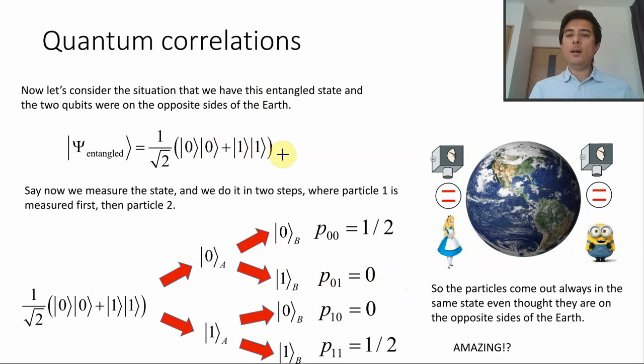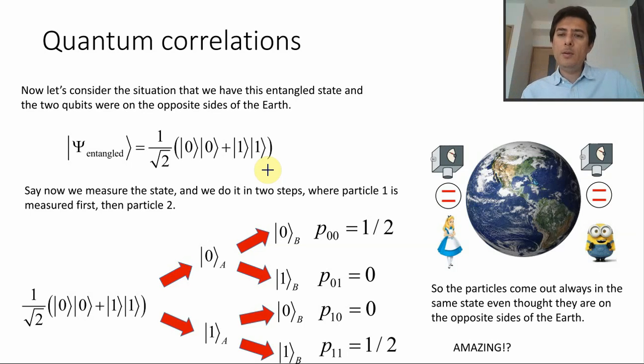So these are correlated. Whenever Alice gets 0, Bob will get 0, and whenever Alice gets 1, Bob will also get 1. This can happen regardless of the distance between them; as I said, they could be at opposite ends of the Earth or even opposite ends of the universe. It's basically as if these particles are twins, so that they always get the same outcome.